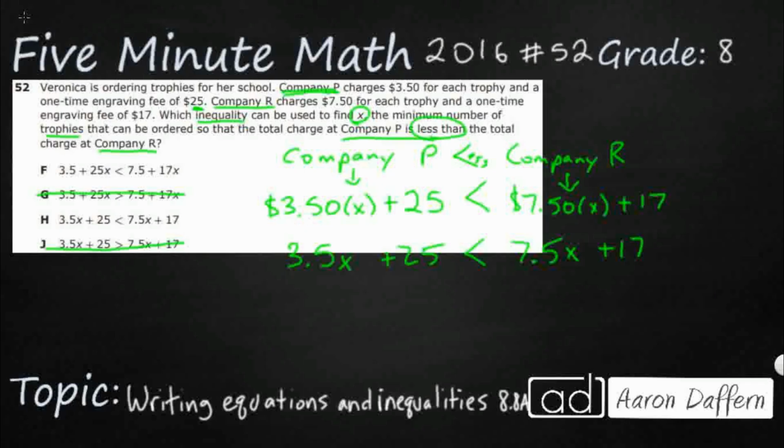I do have Company P on the left, which is good. The question is, where do I put my X? And as you can see, I put my X right there next to the dollar amount per trophy. And so we see that is correct here in H. But on F, they've got the X around that one-time fee, and that is not what we're looking for. So my answer here is H.